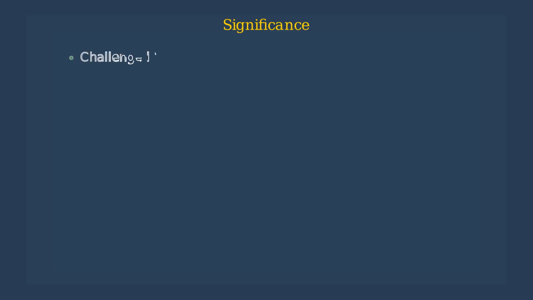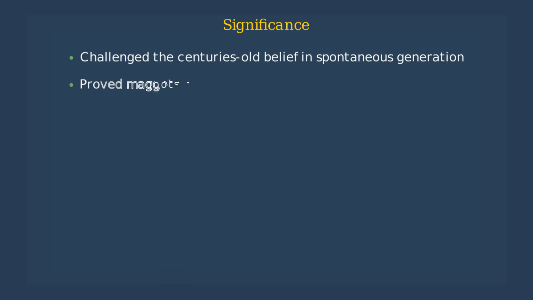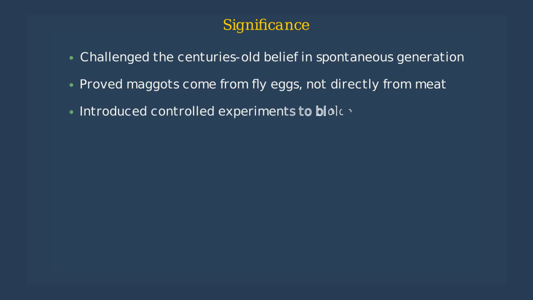Redi's findings were significant for several reasons. He demonstrated that at least some organisms, like maggots, don't spontaneously generate but require parent organisms. His experiment introduced controlled variables and the scientific method to biology, comparing identical conditions with one key difference.